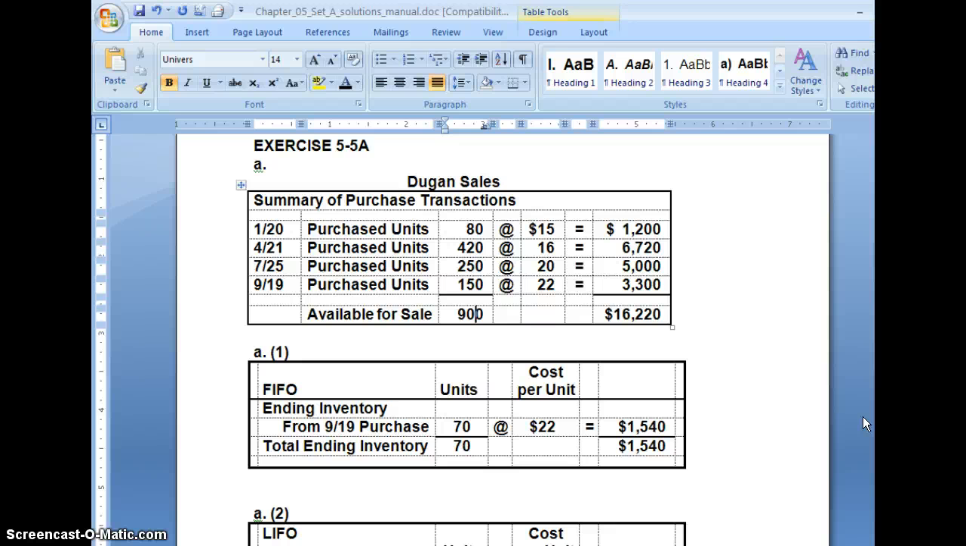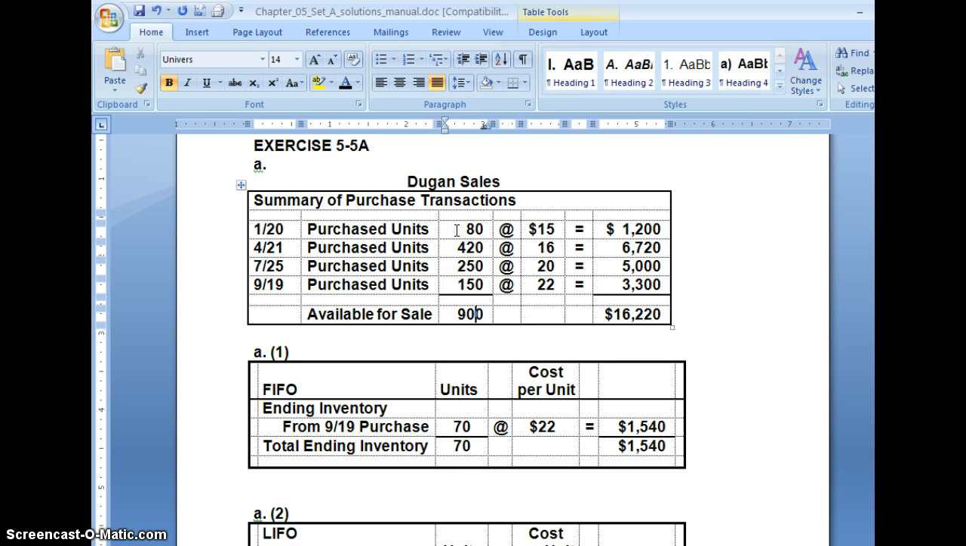Now what they're doing is they're doing this backwards from previously. How they're doing it backwards is they're determining what the value of the ending inventory was, and then they're determining what the cost of goods sold is. So FIFO, first in, first out. We purchased 900 units throughout the year, available for sale 900 units, and we sold 830.